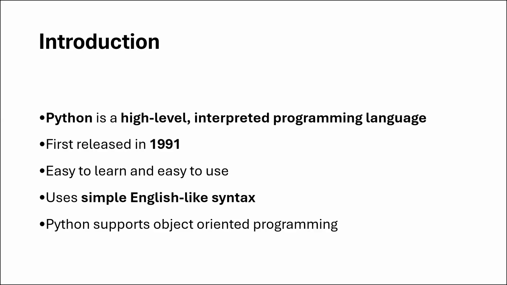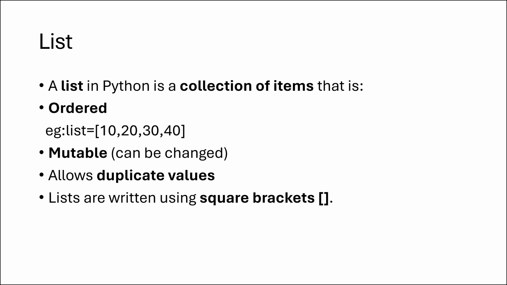Python was released in 1991, and Python is easy to learn and use. Why? Because its syntax is like a simple English format. That is why Python is very easy to learn and easy to use. And Python supports object-oriented programming, which in the sense that it supports class and object concepts. This is a general introduction about Python. Let me move on to our next topic about list.